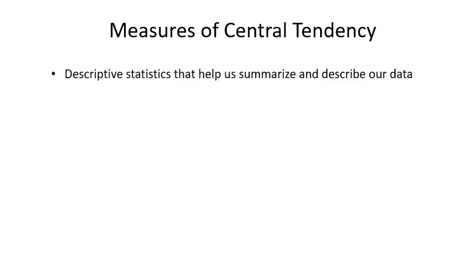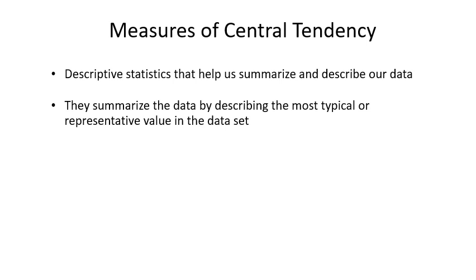So central tendency is a descriptive statistic that basically helps us summarize or describe our data. What it is doing is describing the most typical or representative value in the data set. It is one value, the one value that is either most typical, most average, most representative of the data set as a whole.